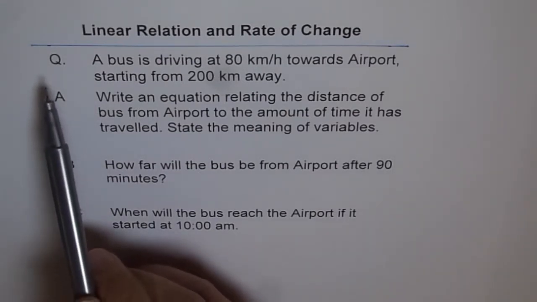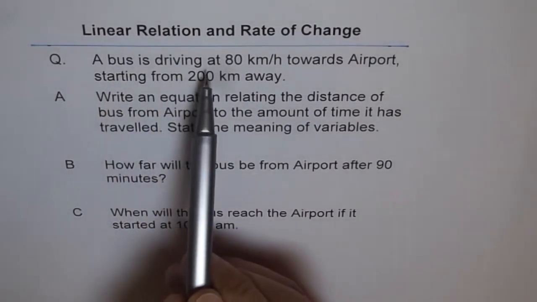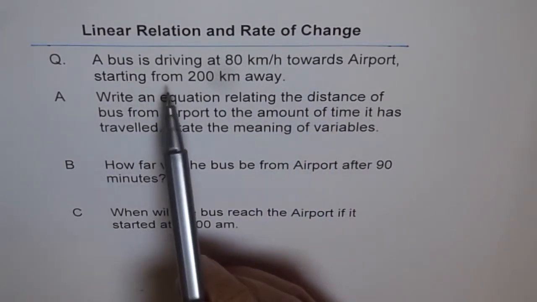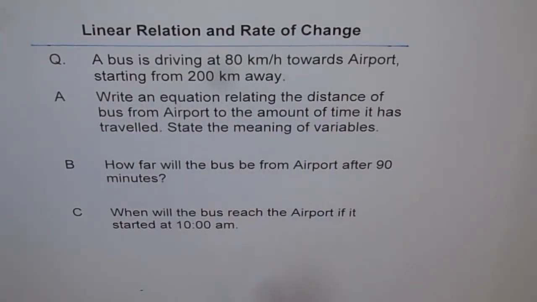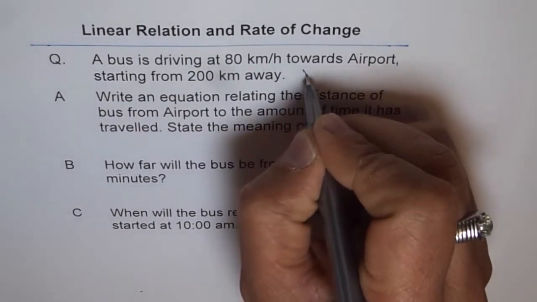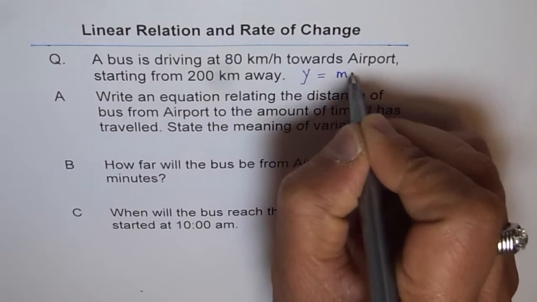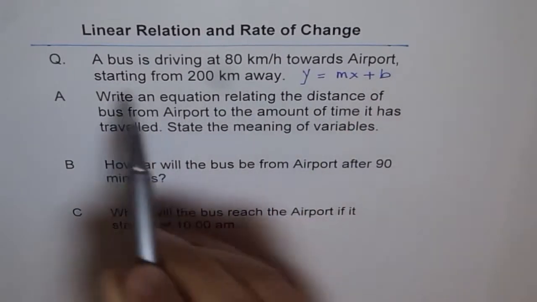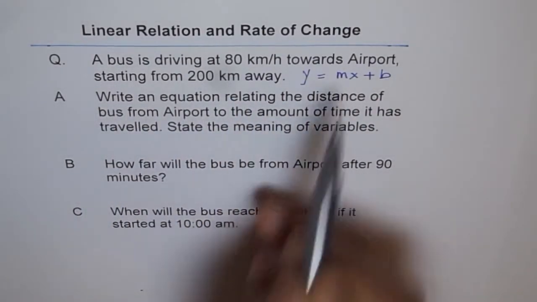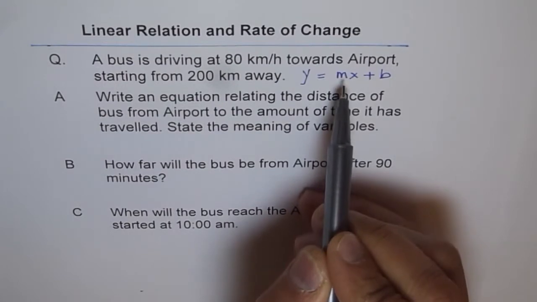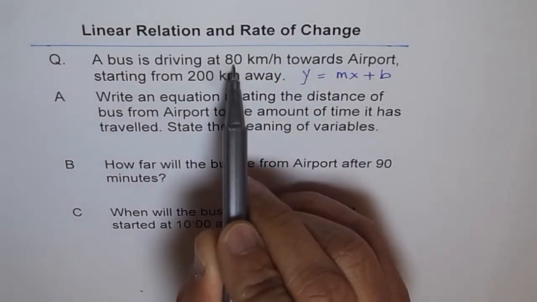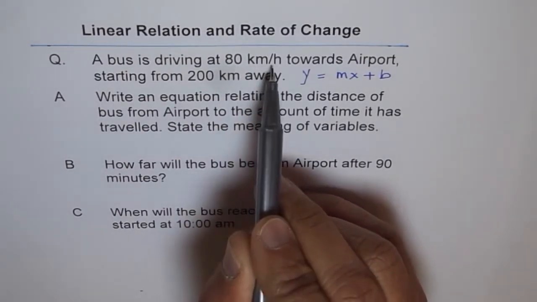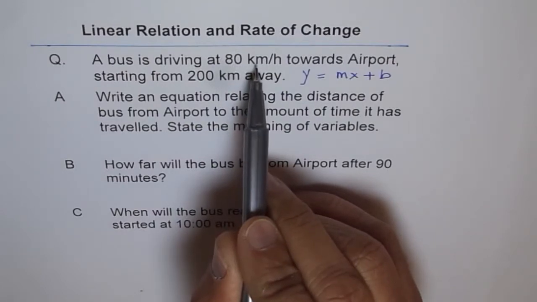Now the question here is, a bus is driving at 80 kilometers per hour towards the airport, starting from 200 kilometers away. So let's first write down our general equation, which is y equals mx plus b. In this, b is the initial value, which is starting from 200 kilometers away. m is the slope, which is the rate of change, which is 80 kilometers per hour. So when we are talking about distance and time, then rate of change is speed, right?